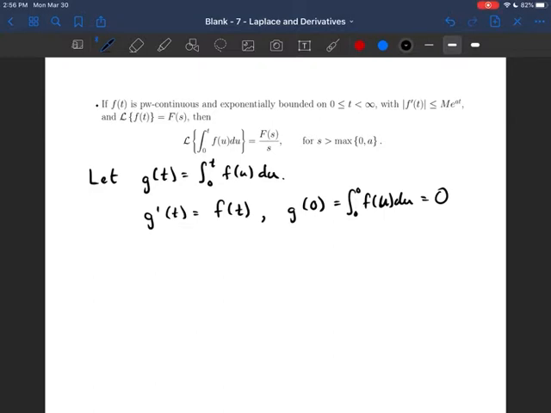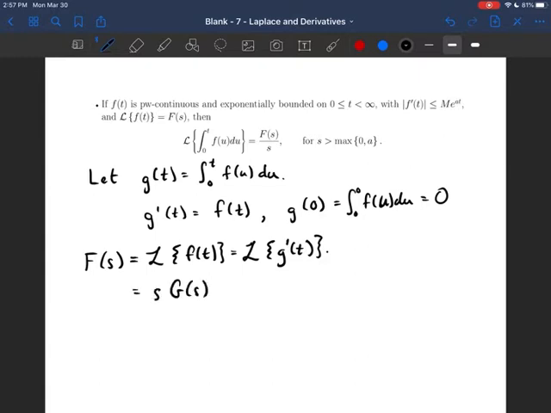All right, so now let's take a look at F of s. It's equal to, by definition, the Laplace transform of f of t. f of t we've seen is the derivative of g. And if we apply the theorem for derivatives, then this will be equal to s times G of s, where G of s is the Laplace transform of little g, right? So G of s is equal to the Laplace transform of g of t.